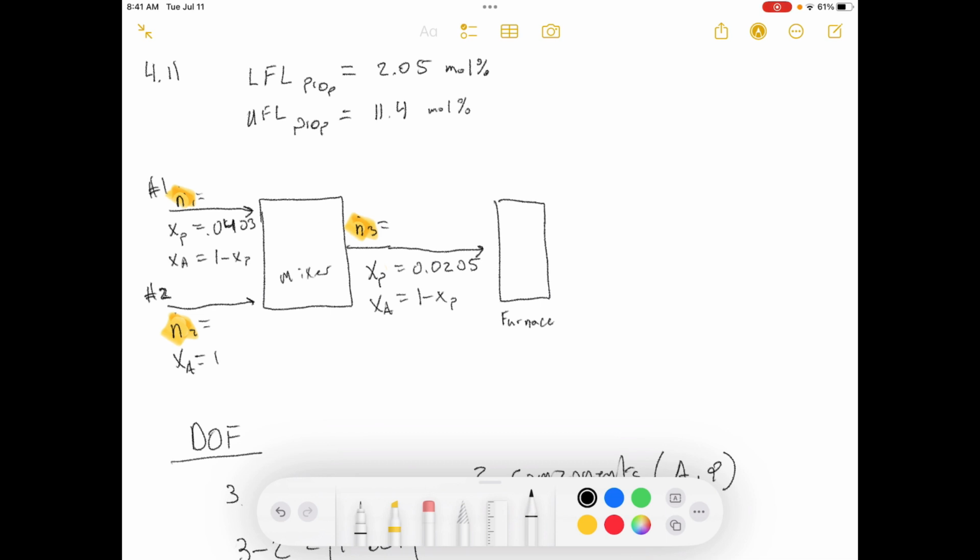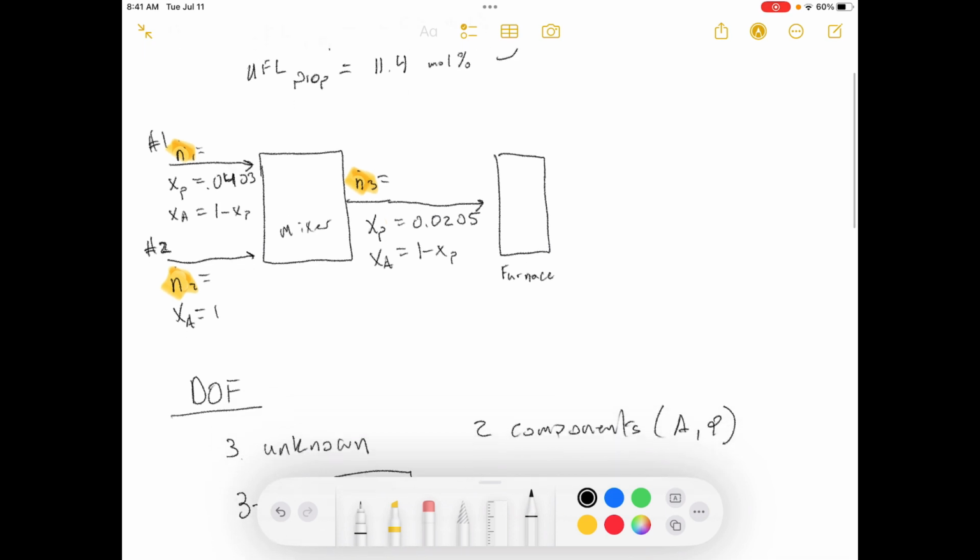Okay, so here I've got information from the problem statement: lower flammability limit, upper flammability limit, and this is just for propane. It's different depending on the different gas that you're using. I've got the diagram here that they gave to us. So we've got our unknowns highlighted in yellow, and all the other information that we know plugged into it. They mostly only gave us information about the composition of each stream.